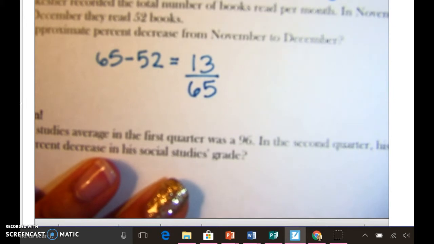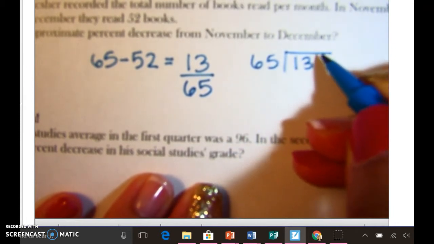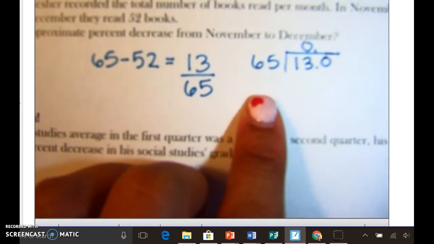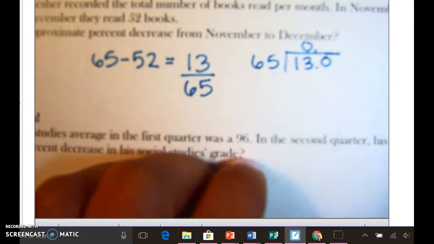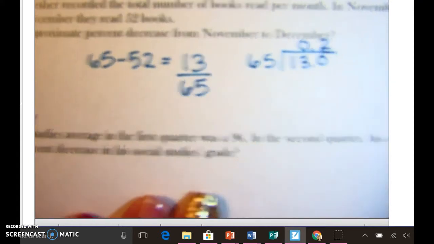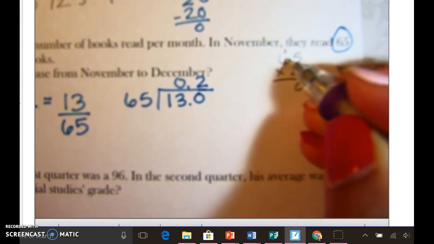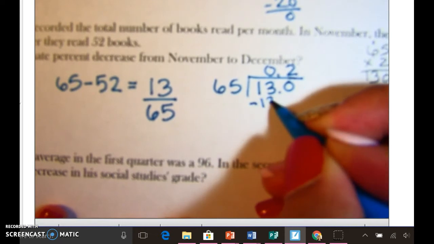So I try to think if I can reduce this to make it easier, and I can't think of anything that goes into 13 and 65, so I'm just going to have to divide, and it's okay. 13, it won't go into 13, so then I try 130. Well, if you want to see how many times 65 can go into 130, you have to think about how many times 6 would go into 13. It would go about 2 times. And when you multiply it, 2 times 5 is 10, carry the 1, 2 times 6 is 12, plus 1 is 13. It is exactly 130. We got lucky.